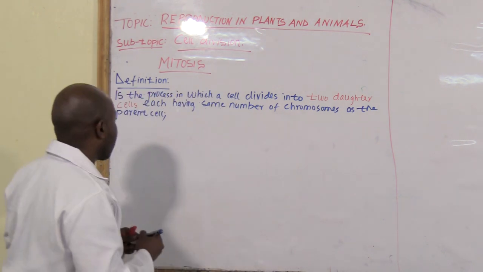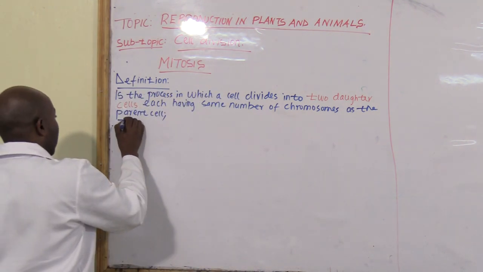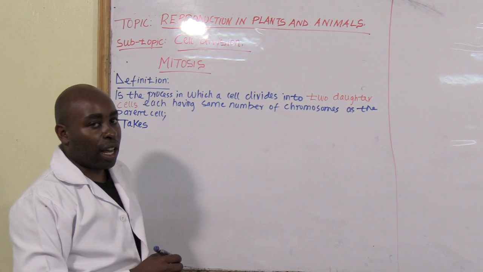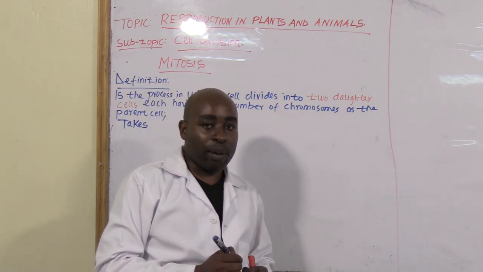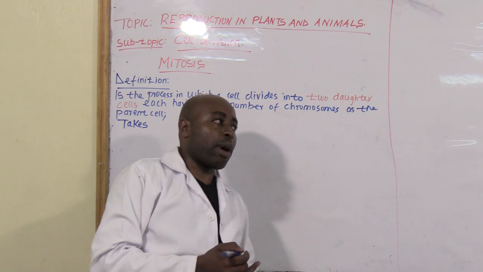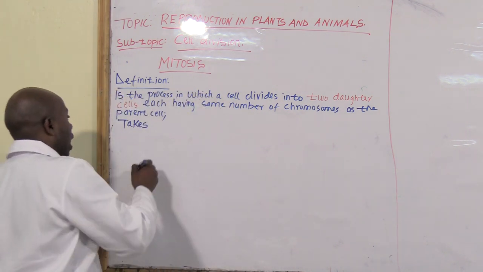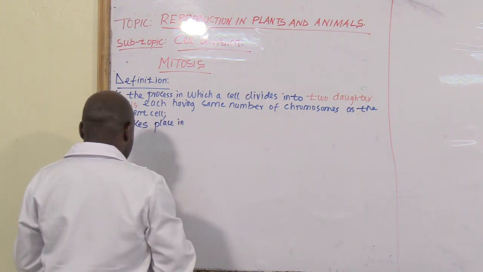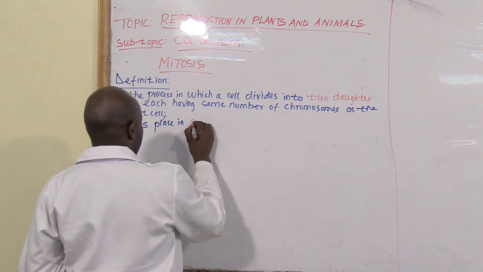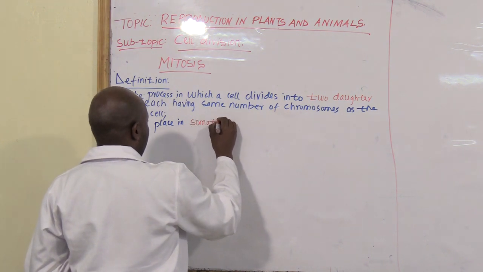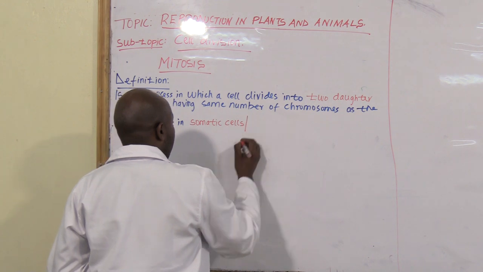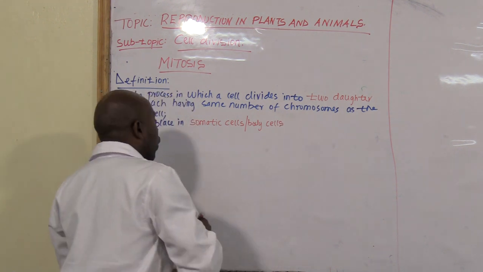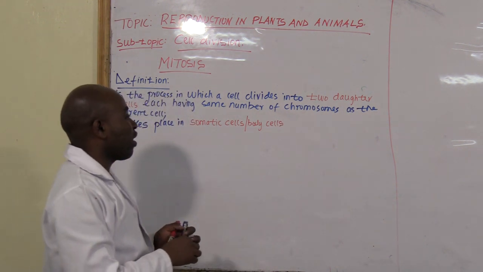So where does this process take place? It takes place in body cells. If you remember, in the previous lesson I talked about the types of cells in living organisms. We have body cells called somatic cells, and you also have the reproductive cells or the gametes. So it takes place in somatic cells, or simply the body cells. And once it occurs in these body cells, what will it result in?